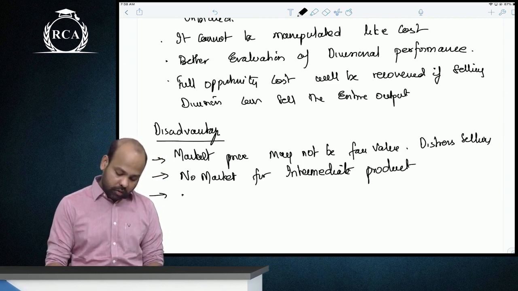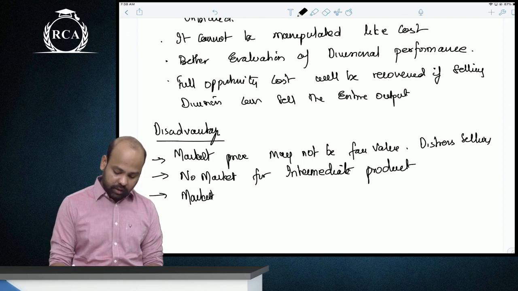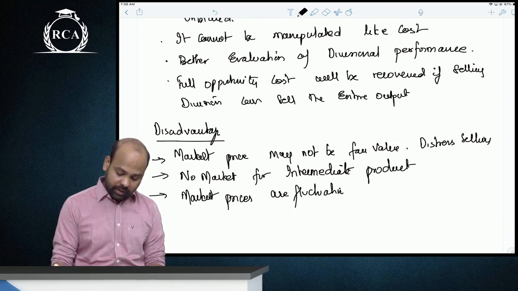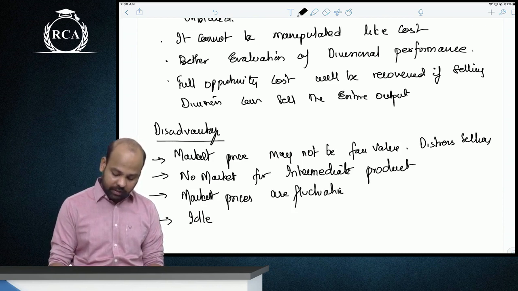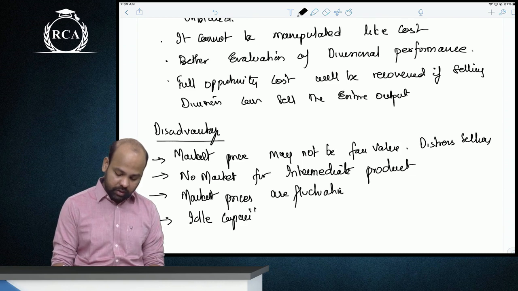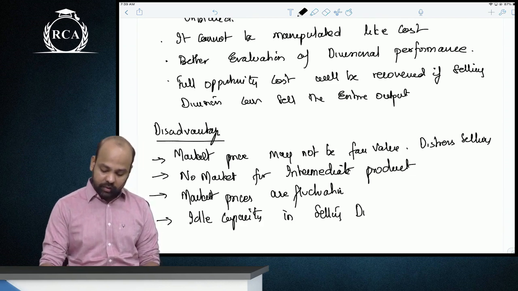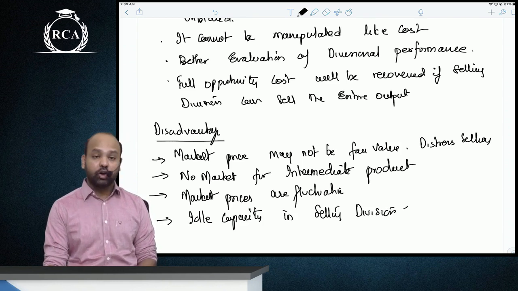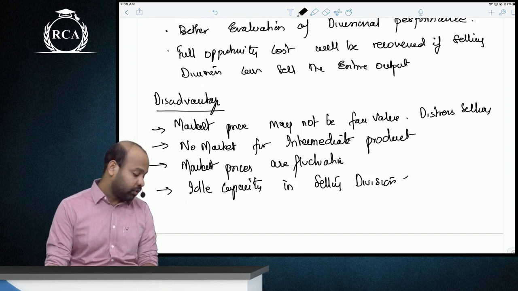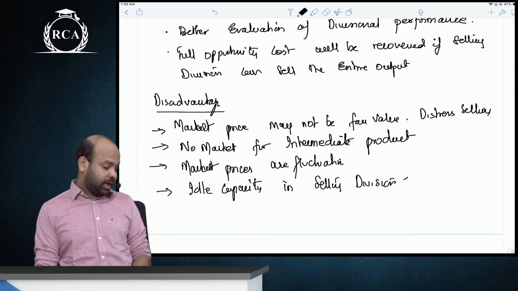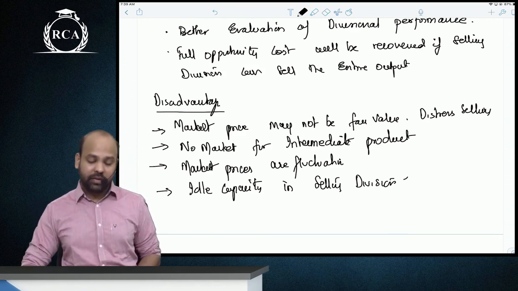What if market prices are fluctuating a lot? They do not remain constant. What if there is idle capacity in the selling division, and in spite of that they're transferring all the goods at market prices? Obviously, the purchasing manager might not buy from him; he might buy better from the outside market. Yes or no, sir? Yes.